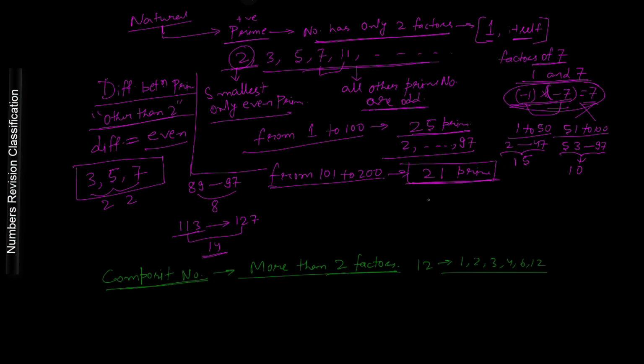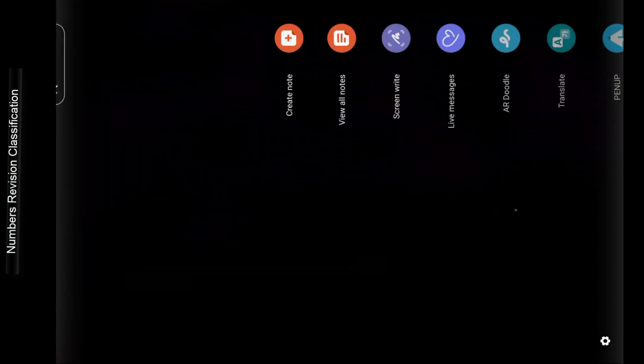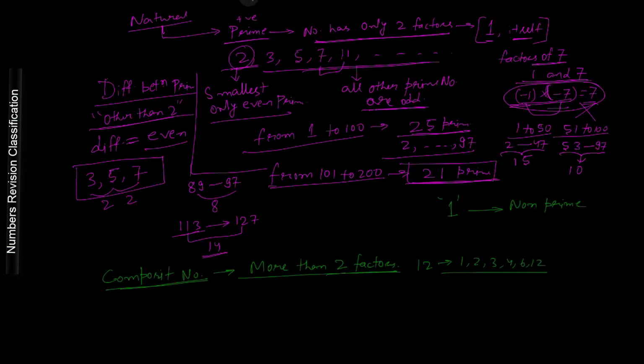So here the first thing that you need to answer is, what about 1? Is 1 a prime number? Does it have 2 factors? No. Does it have more than 2 factors? No. So it is non-prime, non-composite. So 1 is the only integer which can be termed as neither prime nor composite. It is actually the king of natural numbers.